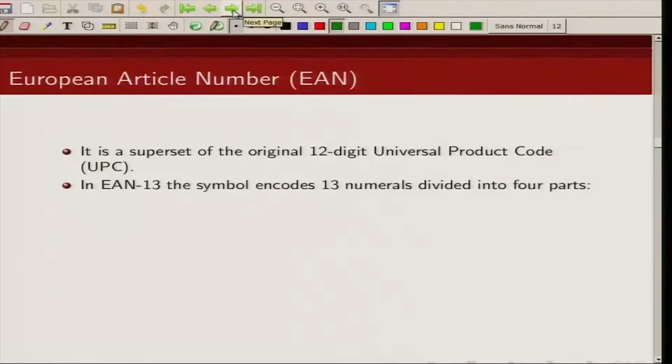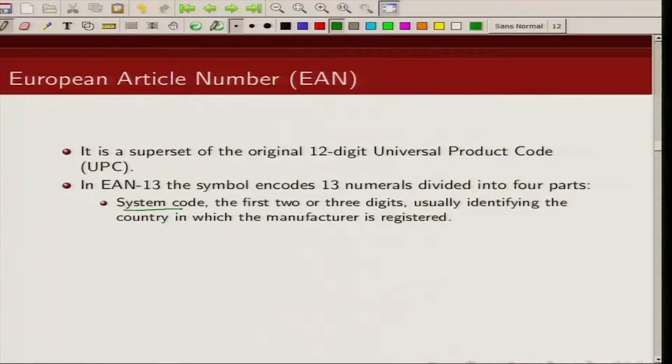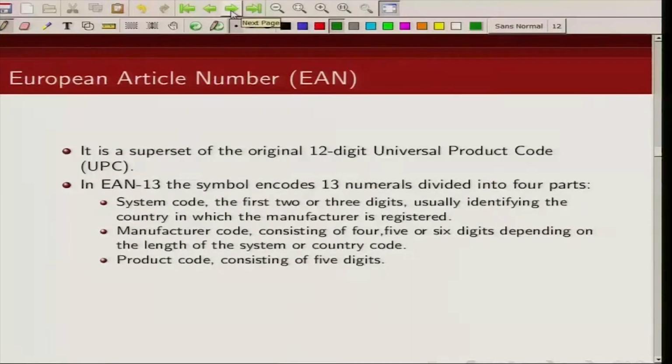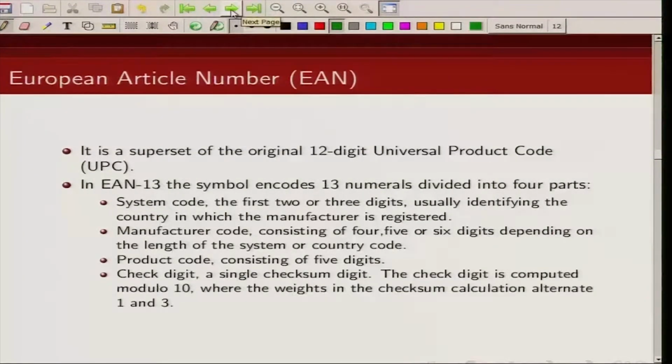So, what is this 13-bit European article number? It has 4 parts. First is system code, which is first 2 or 3 bits, which identifies the country where the product has been manufactured. Then you have manufacturer code, which is 4 to 6 bits, and then you have the product code, which consists of 5 bits, and finally you have one check bit, and this check bit is computed modulo 10, where the weights in the checksum calculation alternate between 1 and 3.